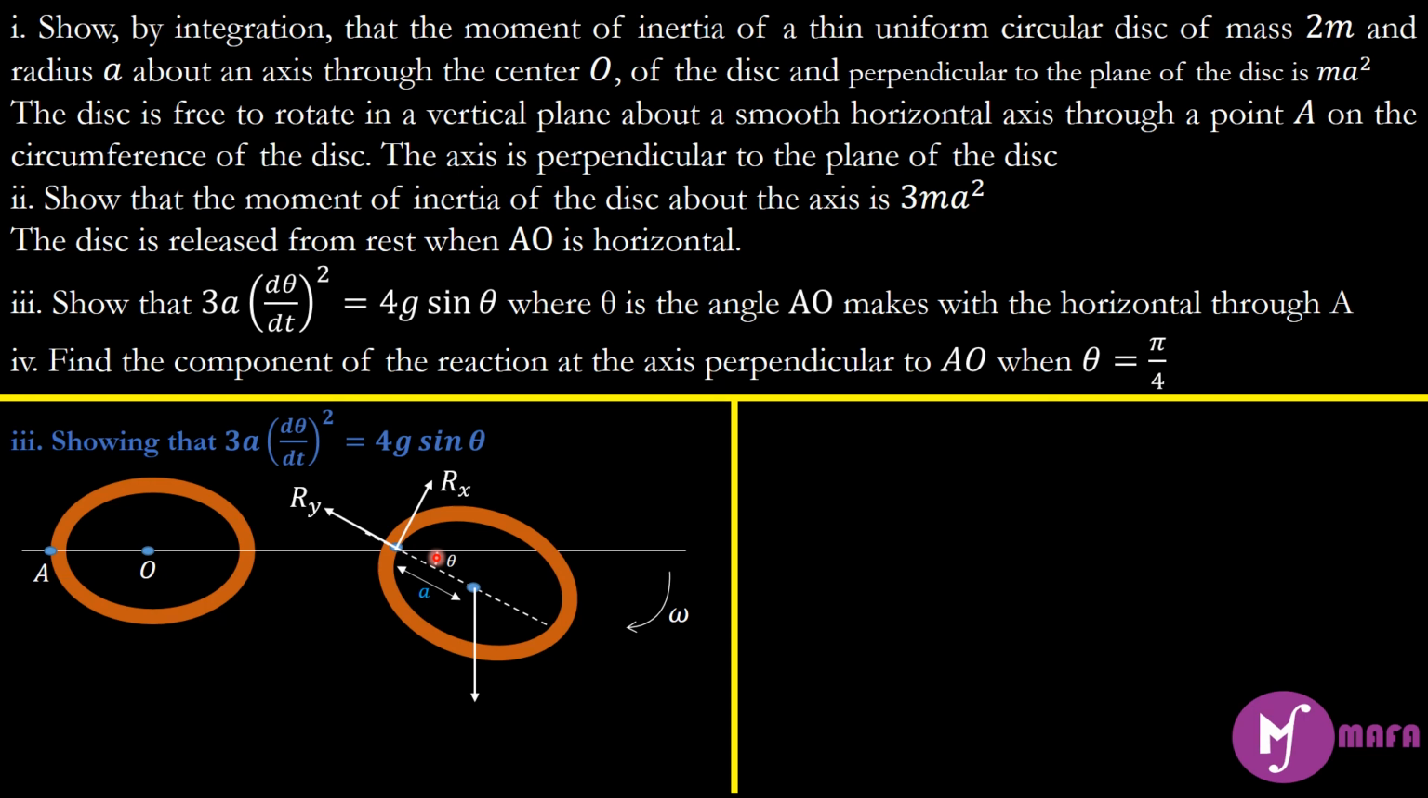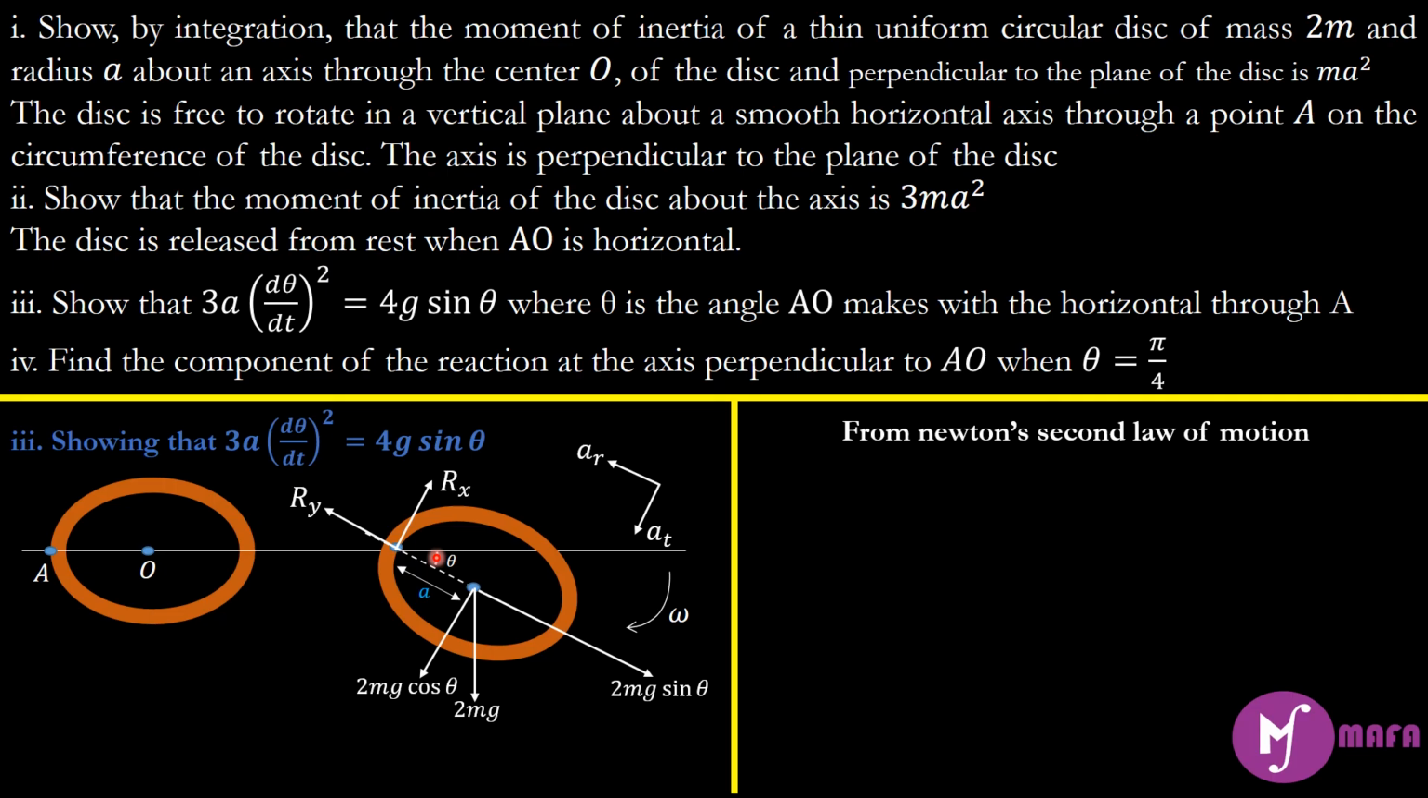Now, we need to also indicate the forces acting on the disc as well. We have the weight, which is 2mg. Then we resolve this weight into its components: a component perpendicular to the disc, 2mg cos theta, and a component parallel to the disc, 2mg sin theta. Now we have the acceleration in that direction, the transverse, and in the other direction, the radial. Now we apply Newton's second law of motion, and here we are concentrated on resolving transversely, meaning we need just the perpendicular component.